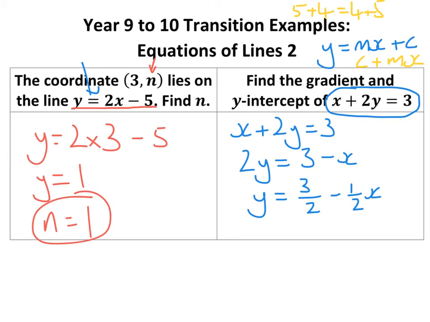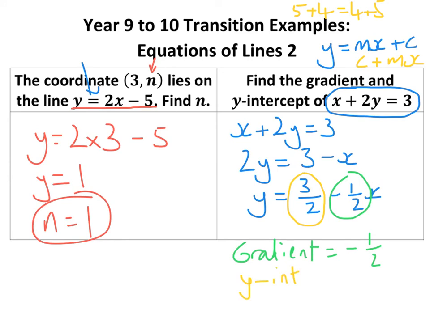Now then, the coefficient, or the number with x, is going to be the gradient, so I'm just going to get a different colour, so green here. So the number with x is the gradient, so the gradient is minus a half. And then the number on its own, the constant, that's why it's called c, here is the y-intercept, so the y-int, as it were, is 3 over 2 or 1.5. I'm going to leave it as a top-heavy fraction. But that's essentially how this works.